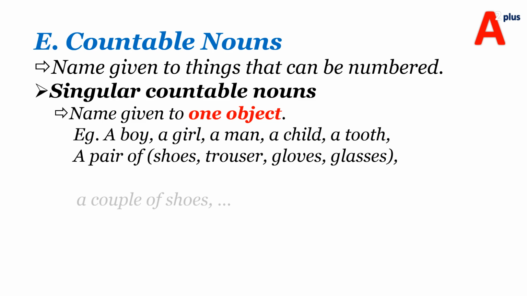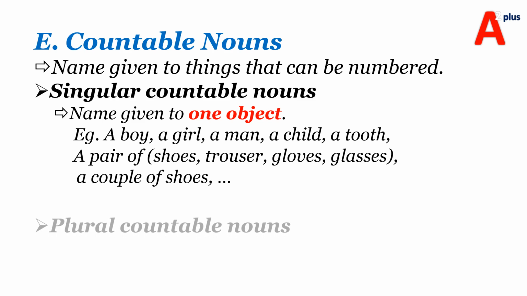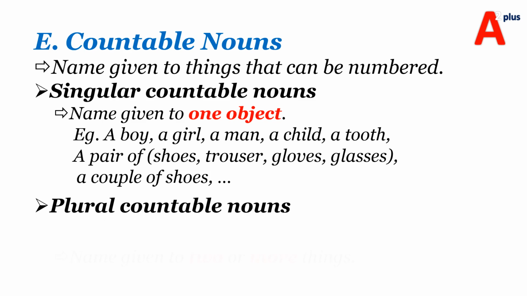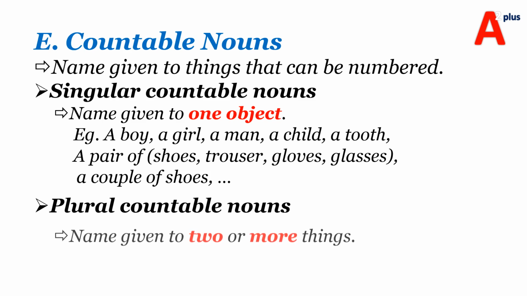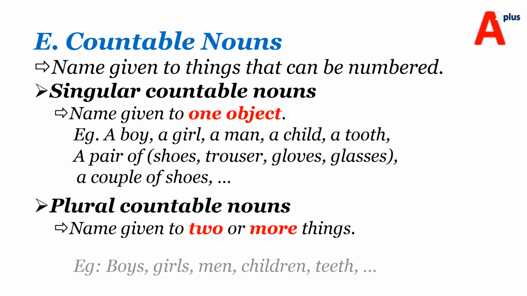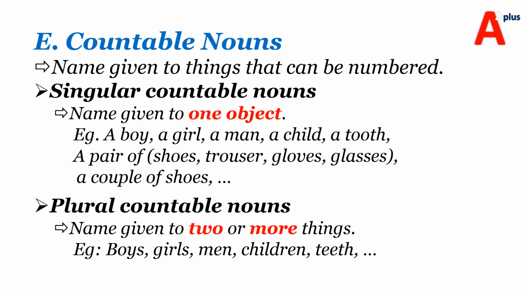Countable noun is classified into two. First, singular countable noun, which is a name given to a single object, or one object. For example, a boy, a girl, a man, a child, a tooth, a pair of shoes, a pair of trousers, a pair of gloves, a pair of glasses.